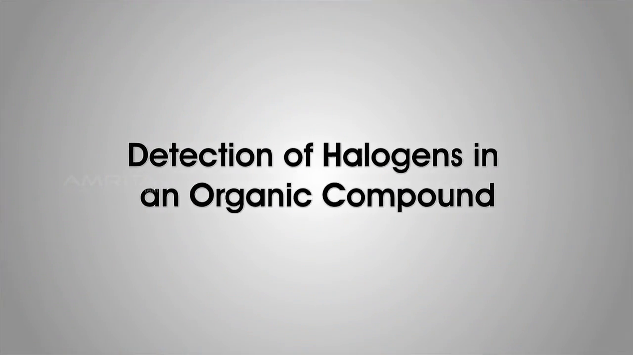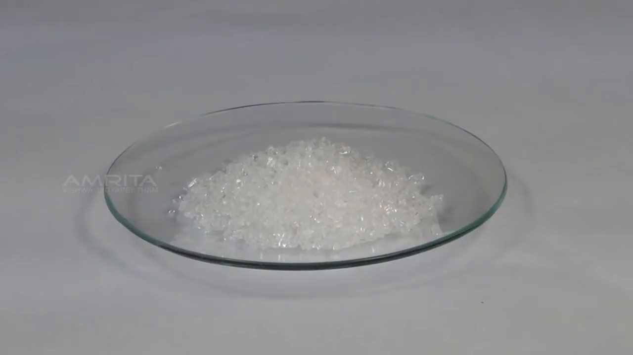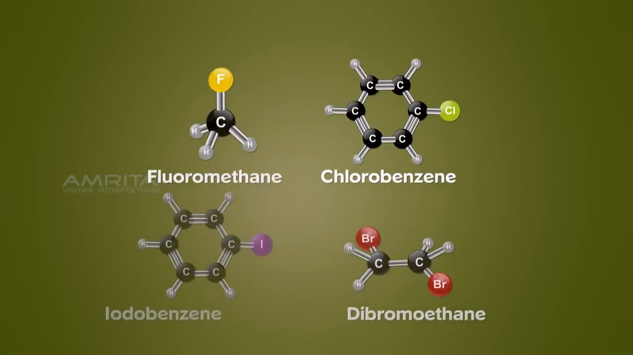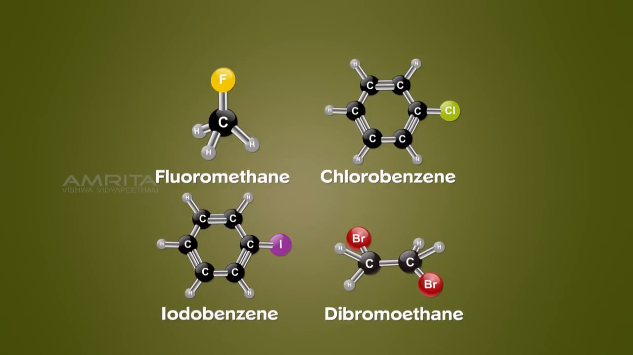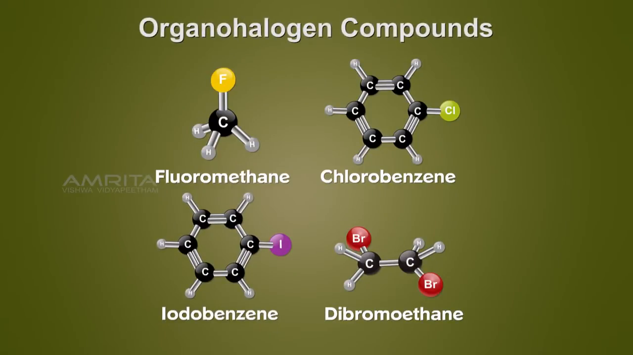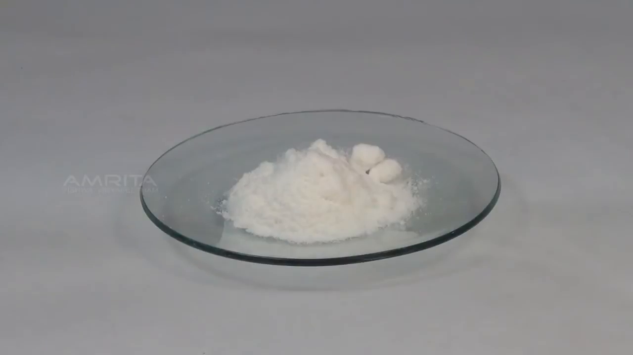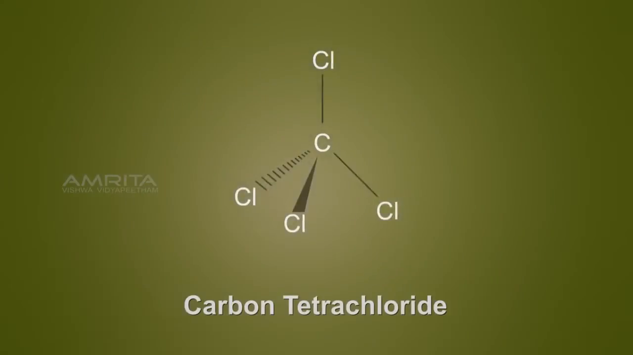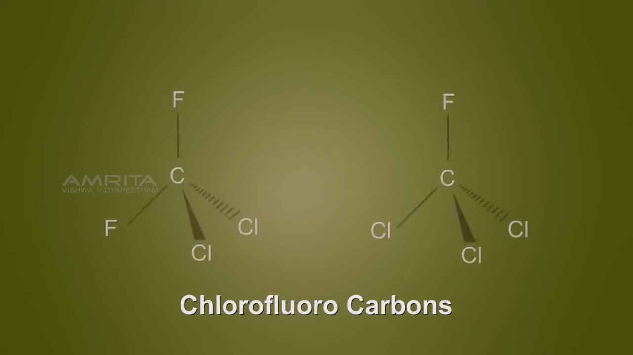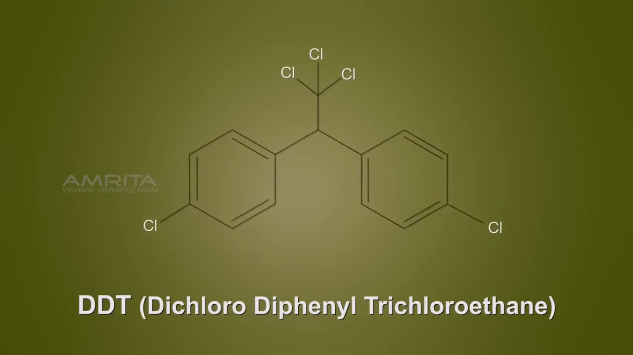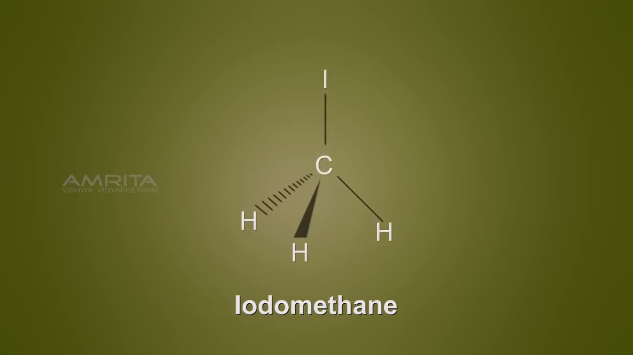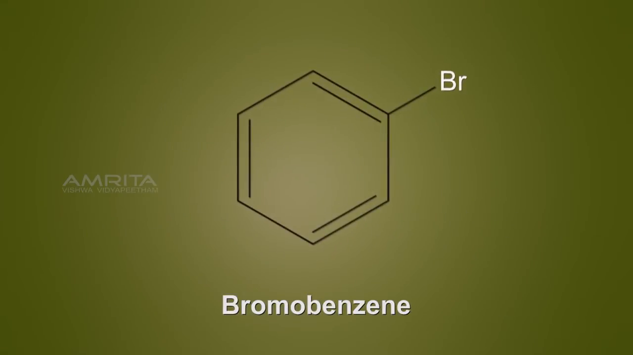Detection of halogens in an organic compound. There are many organic compounds containing halogens such as fluorine, chlorine, bromine, and iodine. They are called organohalogen compounds. Some commonly known examples are carbon tetrachloride, chlorofluorocarbons, DDT, iodomethane, and bromobenzene.